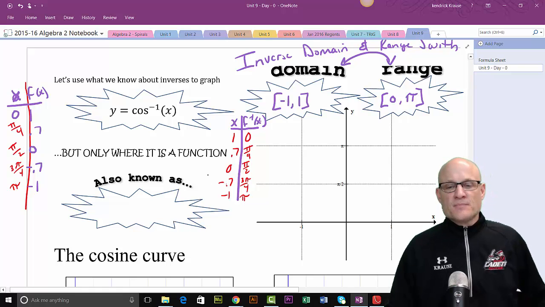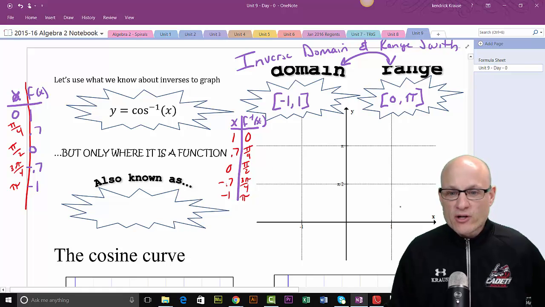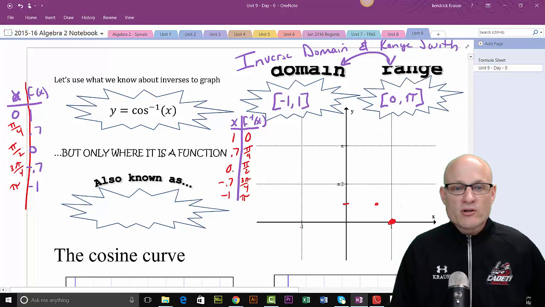Whew, that's going to be tough. So 1, 0. Well, that's right here. 0.7, pi over 4. So 0.7 is about here. Pi over 4 would be about there. 0, pi over 2. Negative 0.7, 3 pi over 4. Now 3 pi over 4 is right in the middle here. And negative 1, pi.